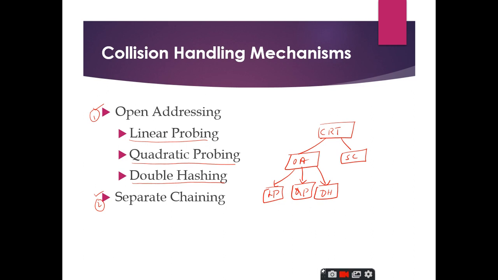So what do you mean by open addressing? The difference between these two techniques is that we will have separate locations for the values in open addressing. That means even though you get a collision, you will allocate them in the same hash table in a different location. But in separate chaining, when a collision occurs, you will form a chain of values for the same key, right?